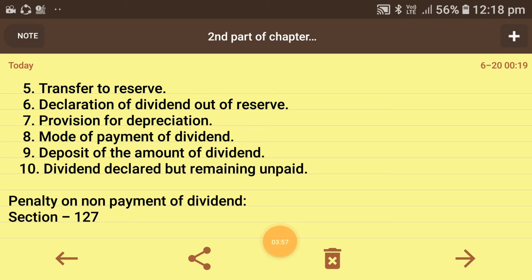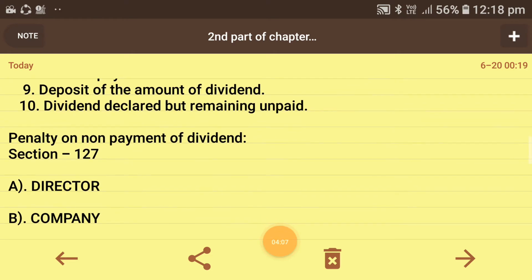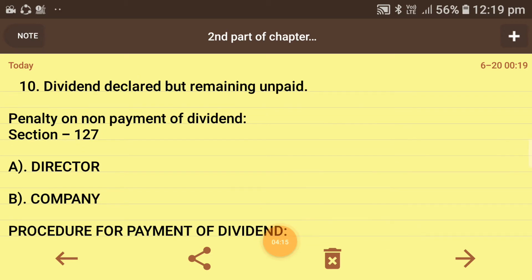Now I am going to talk about the penalty for non-payment of dividend. Yes, if you are not paying the dividend, then you should pay the penalty. It comes under section 127. In this, first is director and second is company. If the director is found culprit in non-payment of dividend, then he can face 2 years of imprisonment and a fine of rupees 1000 per day for each day of default. This is the strict penalty for director.